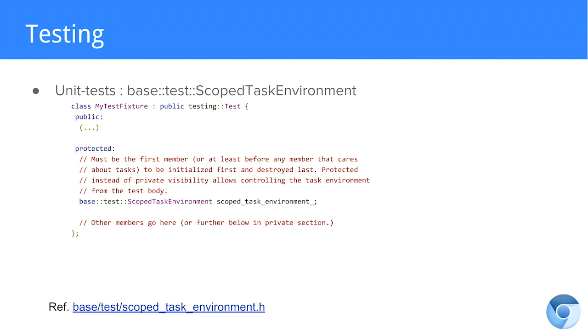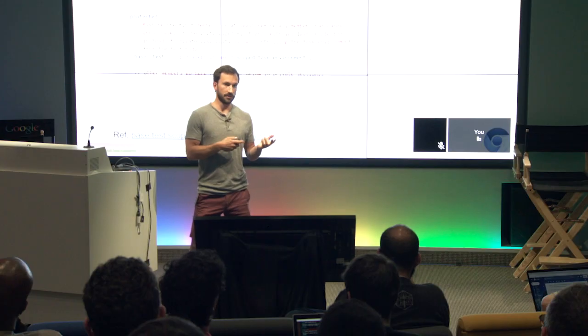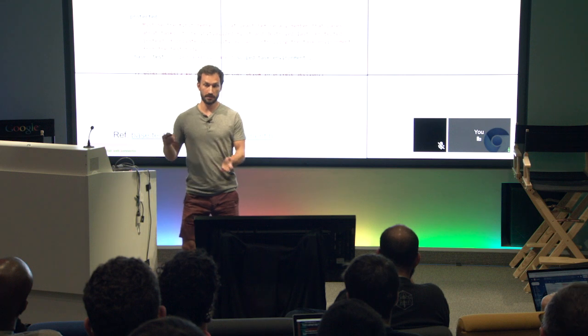A scope task environment also provides a mock time mode, so if you're using delays, you can ask it to fast forward time by 1 minute, see what happens, and so on.